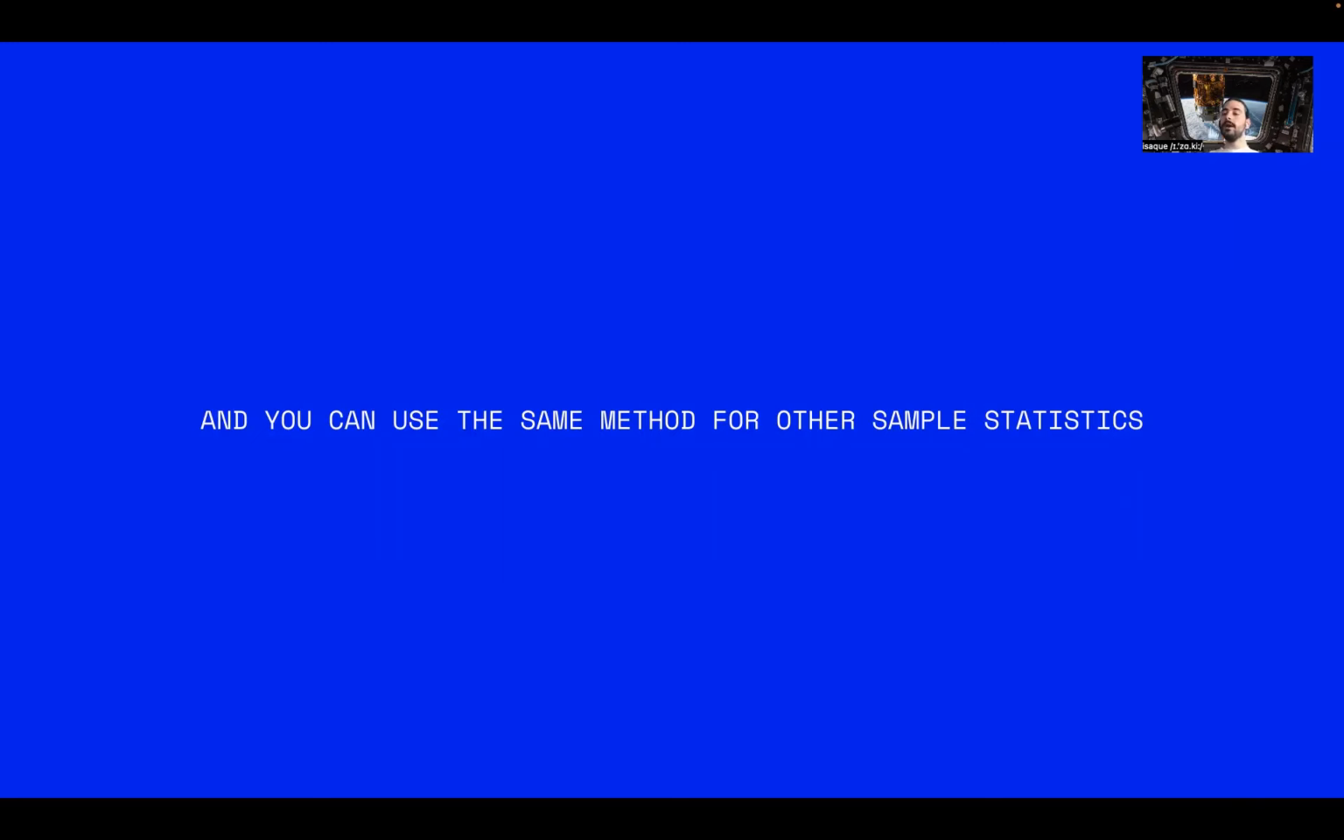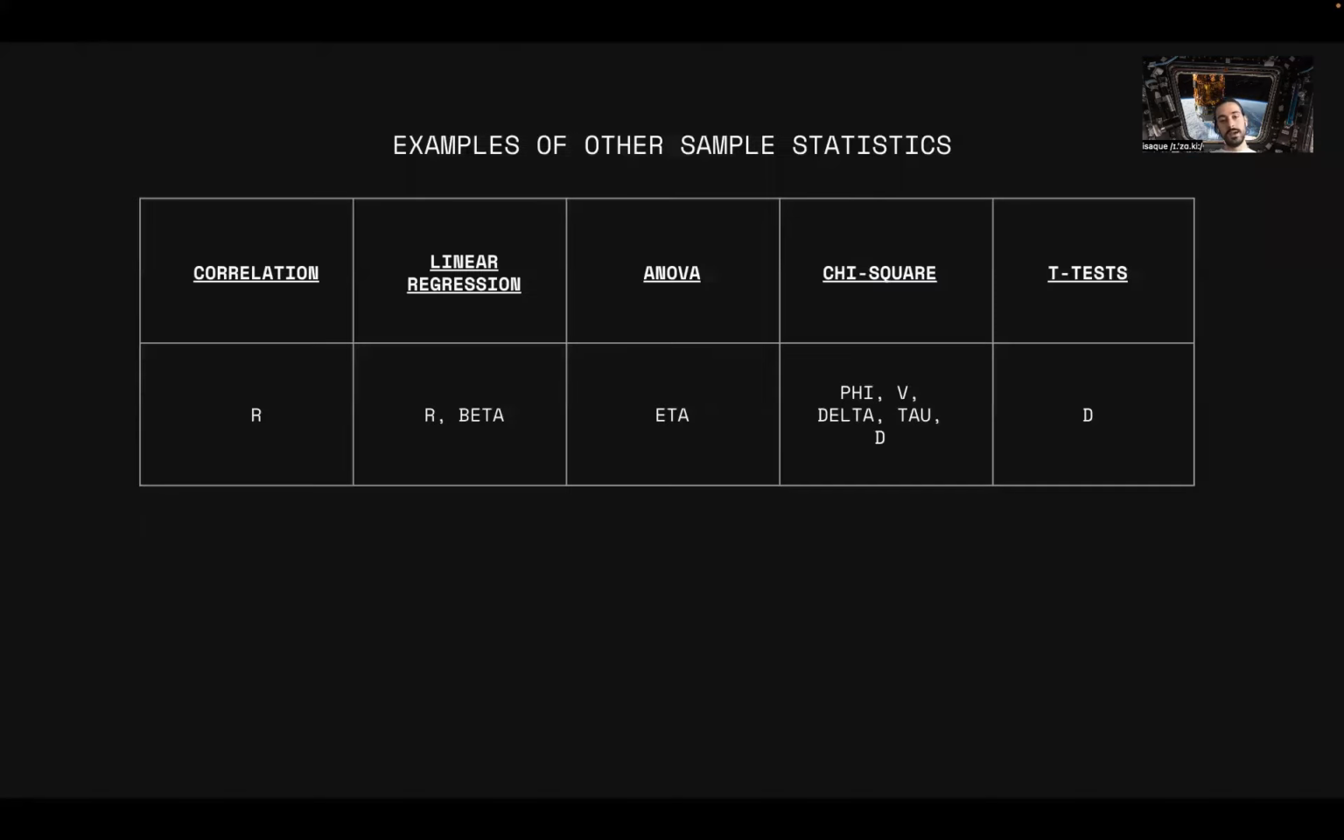And you can use the same method for other sample statistics. Later in the chapter, you are going to learn about other methods, like ANOVAs, regressions, chi-square, correlation, and all that stuff. Here I mapped out some of the simple statistics, which are numbers from the sample, that we can also use in the same methodology that we just used for averages.